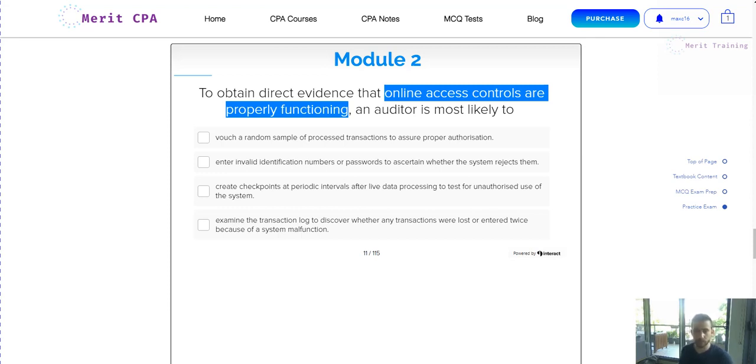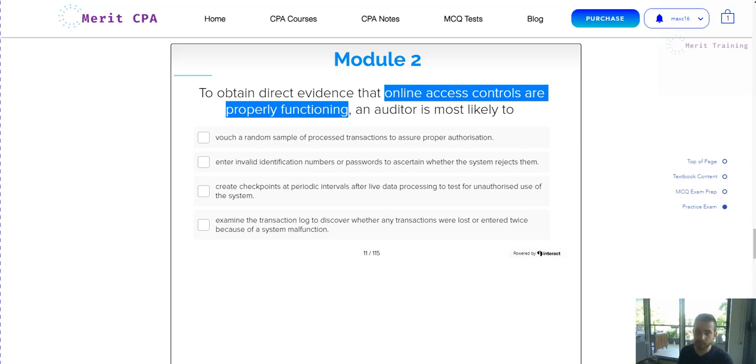So how do we know it's working? Well, we can get indirect evidence, and we can talk to people and say, were you able to get access? Or maybe we can check the general ledger and look at the reports or the access history and see if anyone on that list shouldn't have access rights, who can access it.